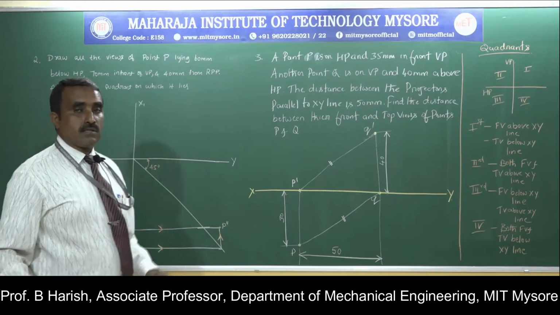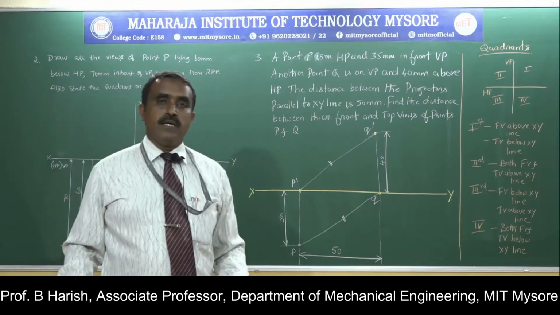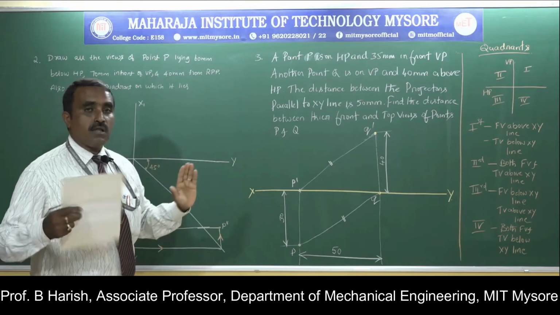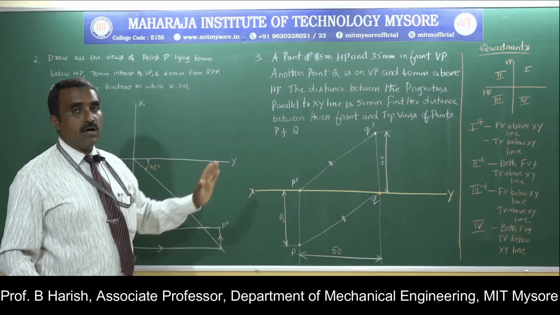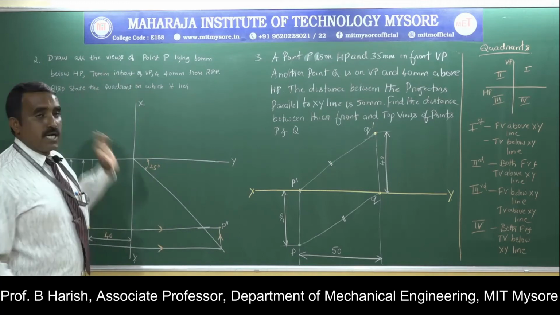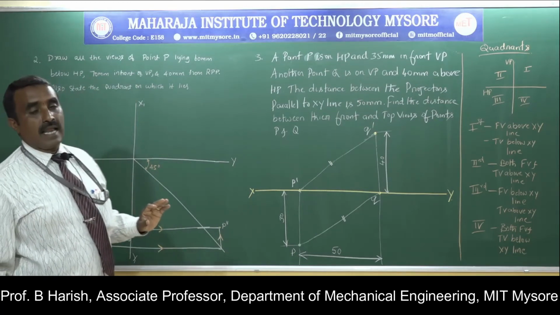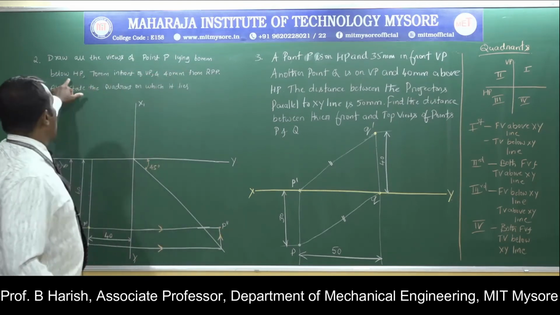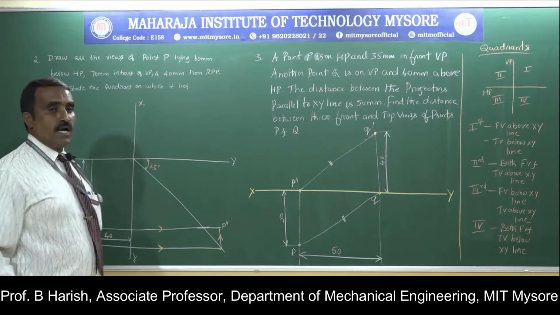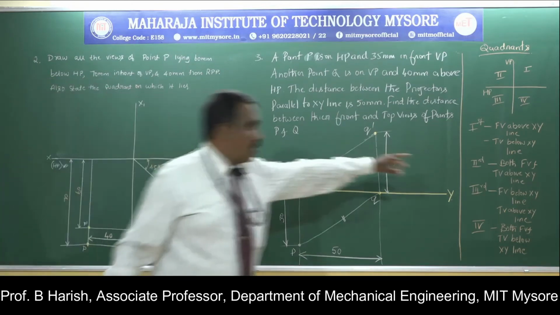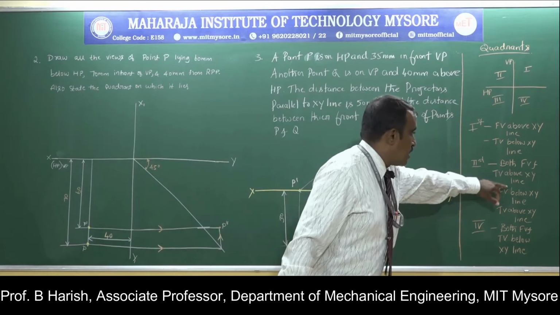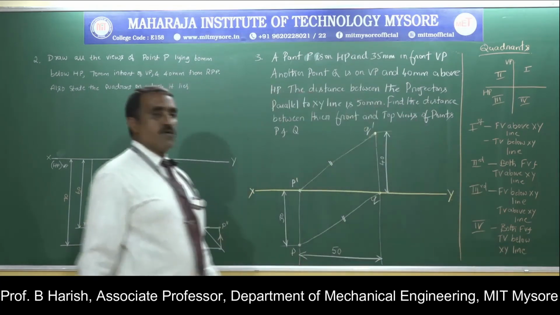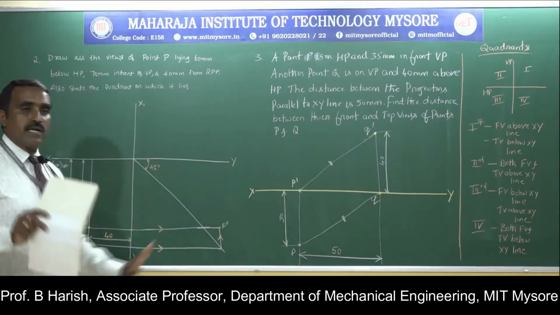Here you have to draw three views: top view, front view and profile view. First forget about the profile view and draw the top and front view. Once you read the problem, immediately analyze in which quadrant it lies. It says 60 mm below HP, 70 mm in front of VP. Below HP and in front of VP, both top and front view will be below the xy line. So the point is in the fourth quadrant.